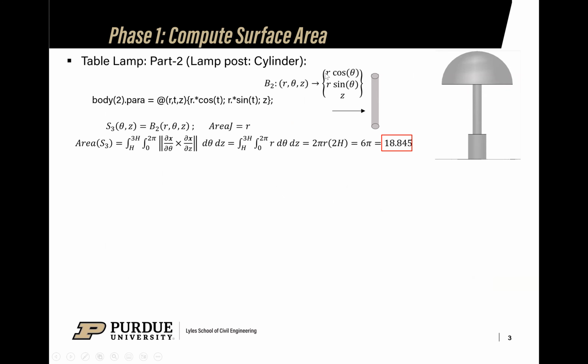that I've used for the cylinder. And coming to the area Jacobian for this, it comes out to be r, which is again the cross product of the differentials with respect to theta and z, which is the height. And then this area Jacobian is integrated with respect to its limits, that is h and 3h for z and 0 to 2 pi for theta, which then comes out to be 6 pi.